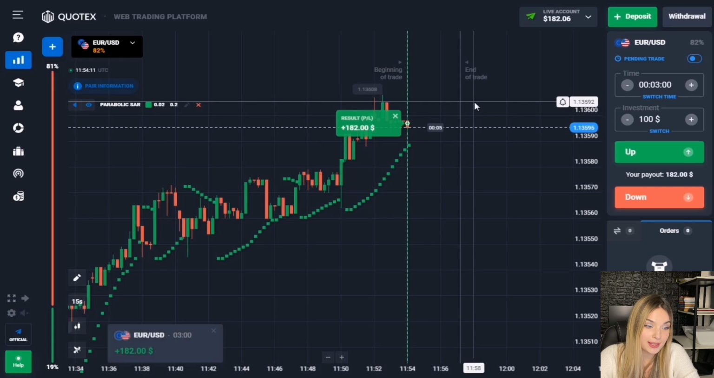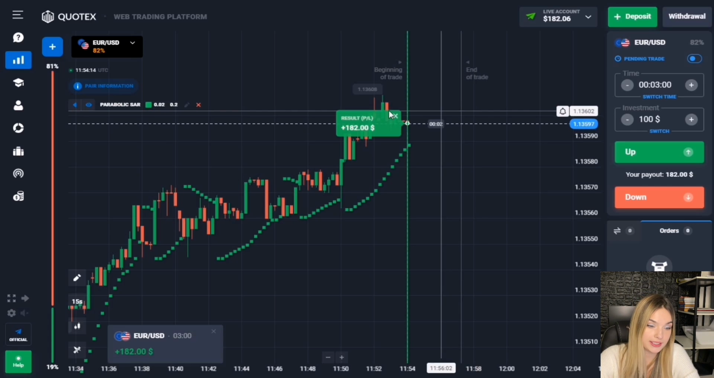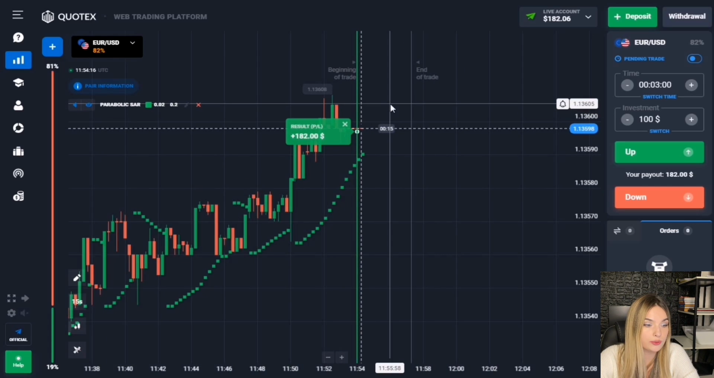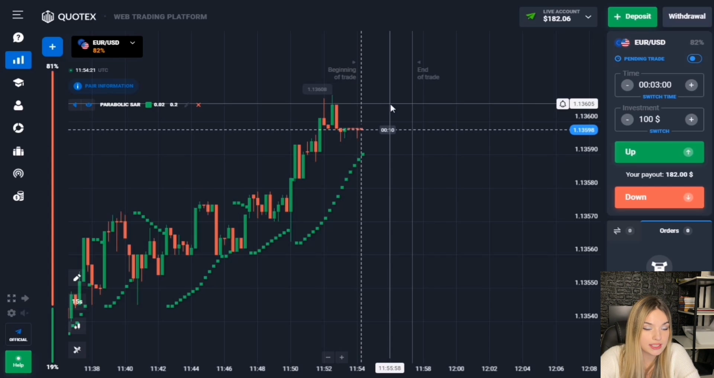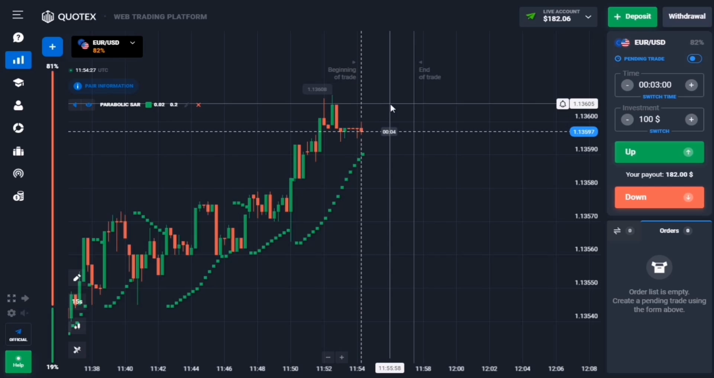Well, friends, not bad. The price continued its upward movement, and immediately after that the price slowed down a little, but in any case we get profit. The uptrend continued and this indicator confirmed our entry point to us. While everything is going well, let's continue.